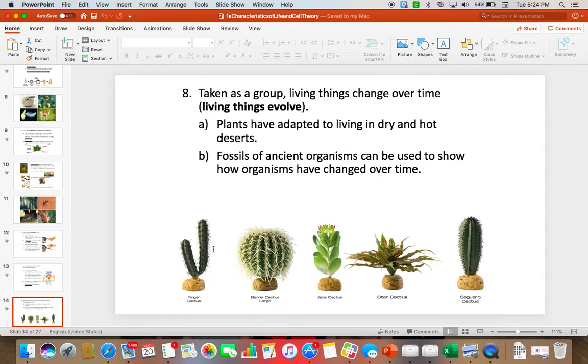Last characteristic is that all living things are going to evolve. Remember, you do not evolve in your lifetime. You're born with your adaptation. And so that adaptation is either good or bad. And if it's good, then of course it helps you live. And if you can live, then you can pass it on to future generations.